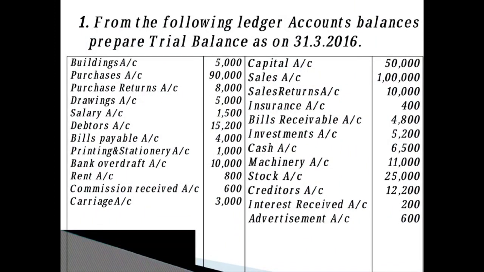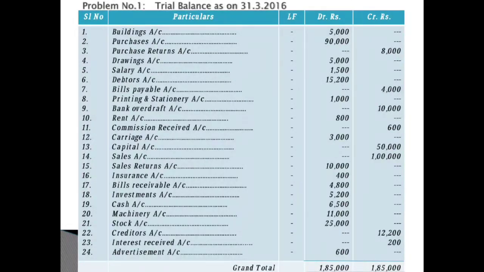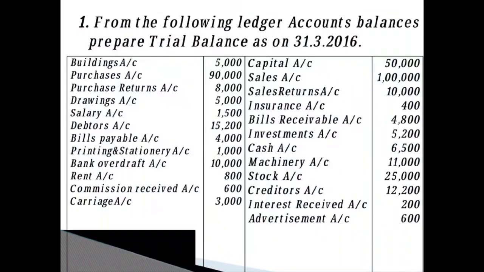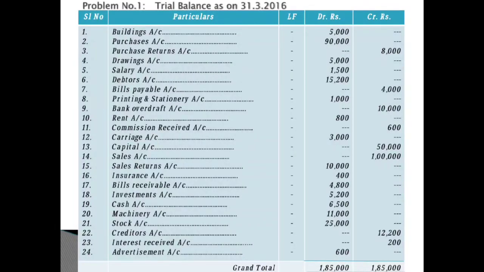Now interest received means it is income, right? Income you are going to record on the credit side, obviously, because it is income. Interest received they have given, so it shows a credit balance. So the 23rd one, interest received account, credit balance, you should write 200. The next you have the 24th, advertisement account, that is the last one, advertisement account rupees 600. Now advertisement means it is an expense for us. Expense, where are you going to record it? Obviously the debit side. See here, 24th, advertisement account 600, debit balance.